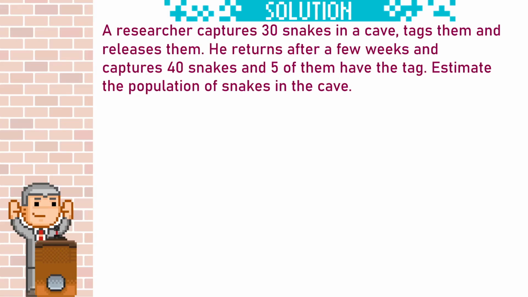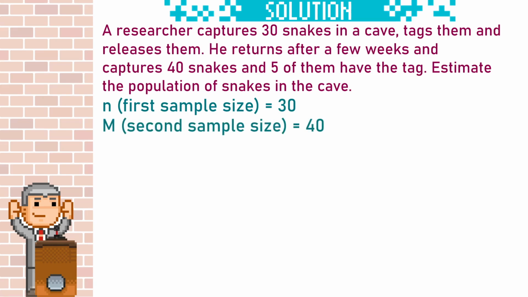So in this question we're told that a researcher captures 30 snakes in a cave, tags them, releases them, returns a few weeks later and captures 40, and 5 of them have the tag. And we're asked to estimate the population of snakes in the cave. So the first thing we need to do is figure out what our values are. So little n, which is our first sample size, will be 30. Big M is our second sample size, which from the question is 40. Little m is the tagged amount in the second sample, so we can see that 5 of them were tagged.